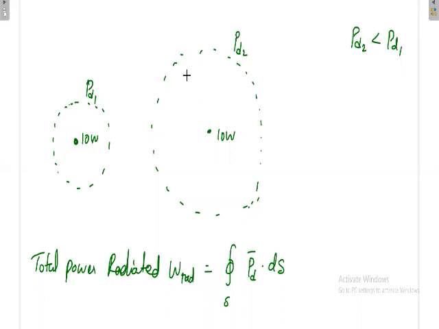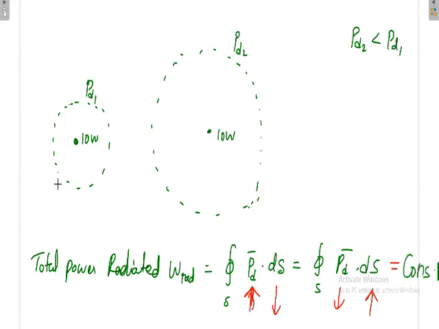When you are on the smaller circle, your power density will be high and the surface area will be low, because the surface area of this is small. But when you are on the larger circle, the power density in ds will definitely be less, but your area will be more. So the finally observed product is constant, because you are radiating 10 watt power only.